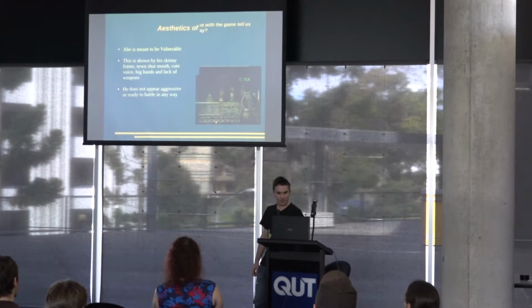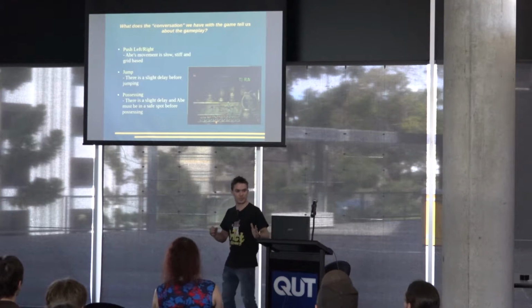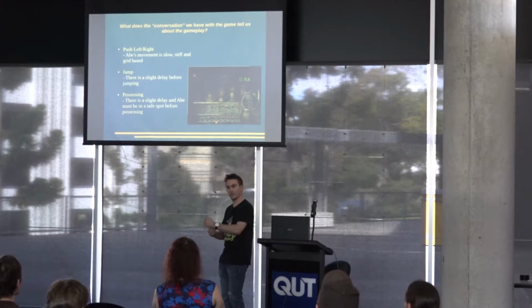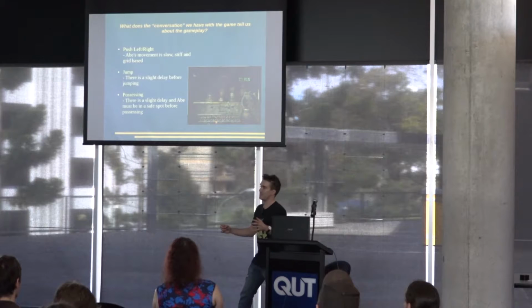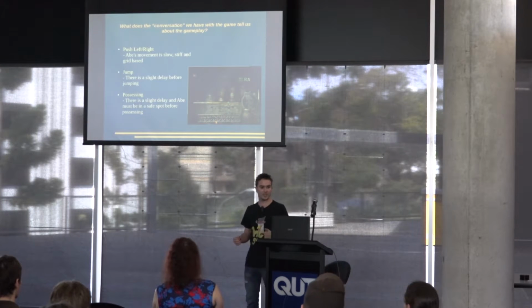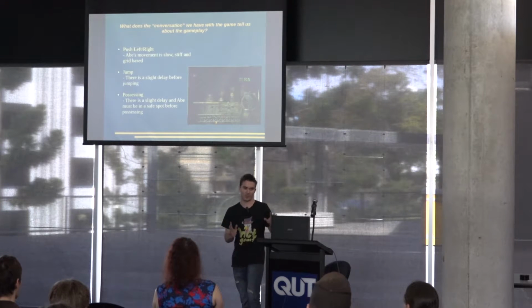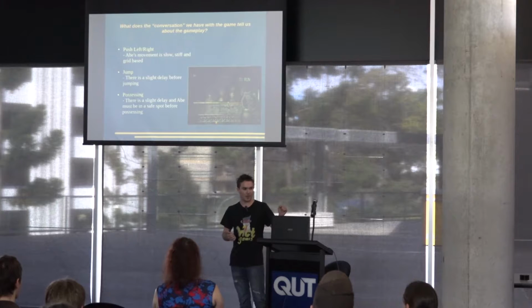So when we first start playing the game, the conversation that we have with the game tells us, well, first of all, we press right, and Abe moves on a grid-based system. So there's a little bit of a delay before he stops again. And when he moves, there's a little bit of a startup, and then he stops. So the movement is slow and stiff and grid-based. And what this tells us straight away from the first button push is, oh God, my character moves very, very stiff. I don't think I can run away very fast, for example.